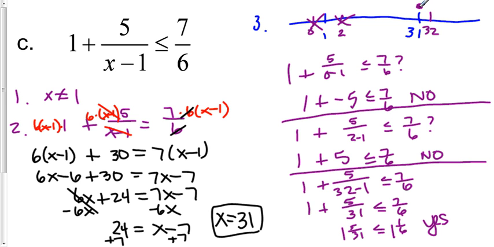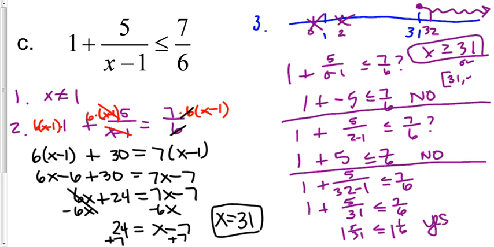So anything to the right of 31 is a solution. So now I would say x is greater than or equal to 31 using the inequality sign, or if you want to use interval notation, you would say our solutions are, using a bracket, 31 to positive infinity.